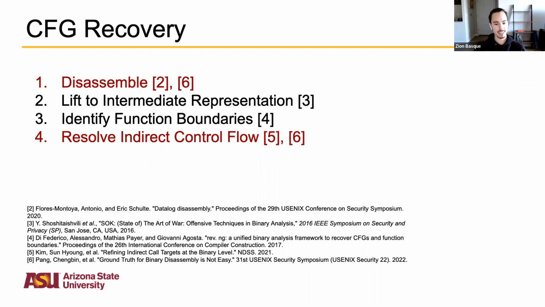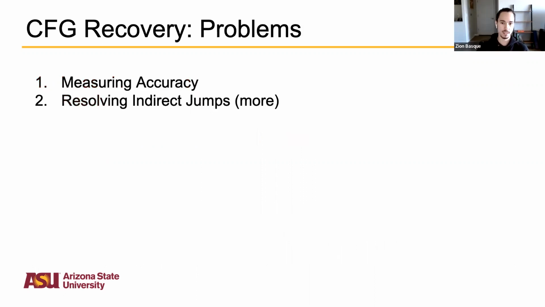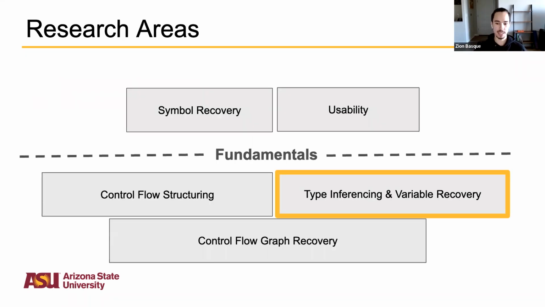Disassembling, this is another one, a recent paper, Datalog Disassembly. This was in 2020. This had some profound effects on the way it can get you these instruction layouts and how accurate it is. So like I said, there are problems measuring accuracy of your CFG and also resolving indirect jumps, because there's still a lot to resolve. And this is an open problem. So there's a lot of area for movement in this kind of topic.